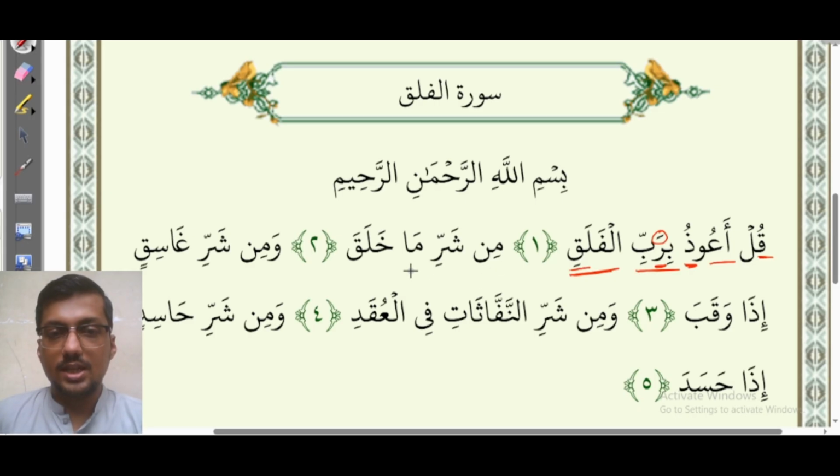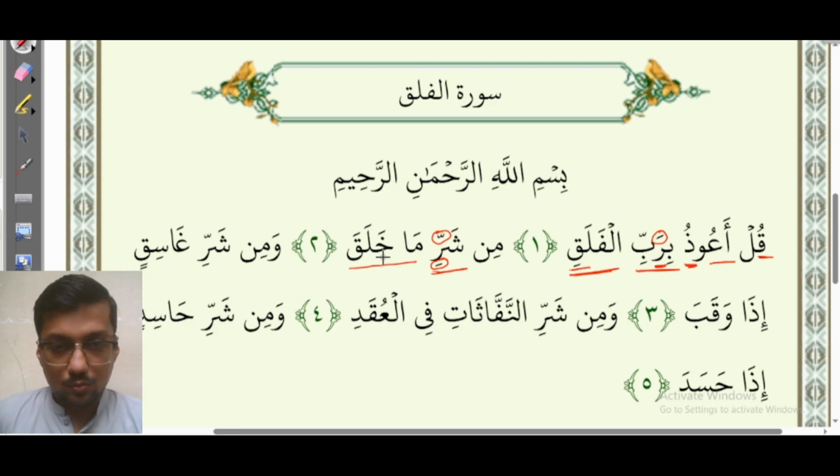Min sharri ma khalaq. Now in this ayat we have to focus on the word sharri. In this word, Ra has a shadda sign and a kasra sign below it. Because of the kasra sign, Ra won't be produced heavily, but it will be produced with a double voice and with a slight force. Sharri.